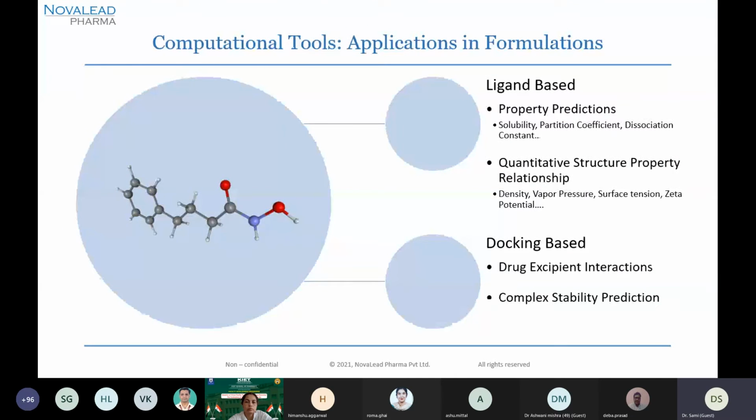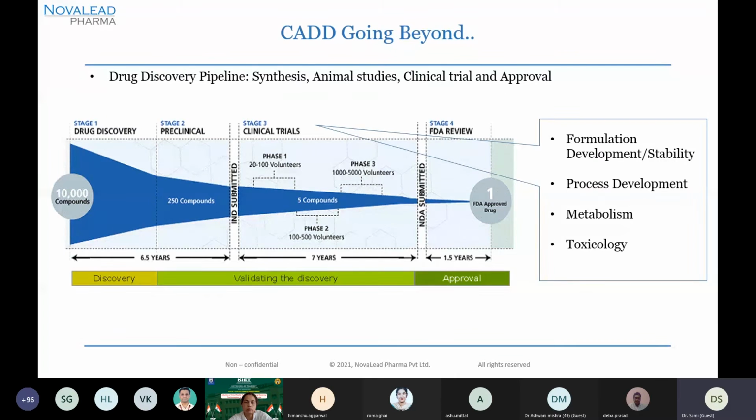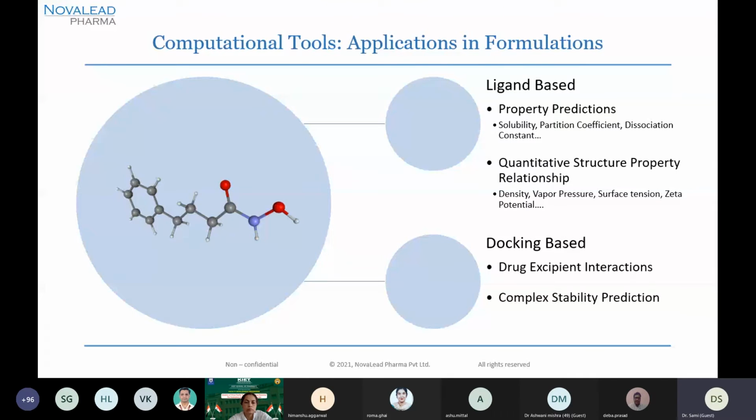Now, this is almost toward the end. Since we talked about formulations in the earlier slide, I just want to give you an example of how the method that we are talking about could become useful in formulations. And mind you, formulation is a very, very important aspect in the real world.